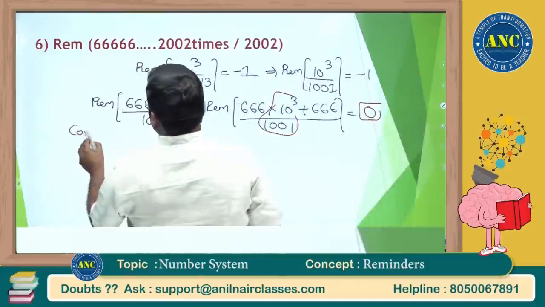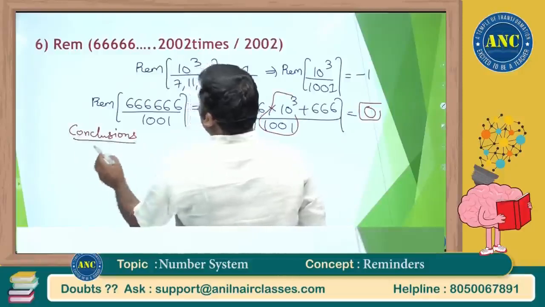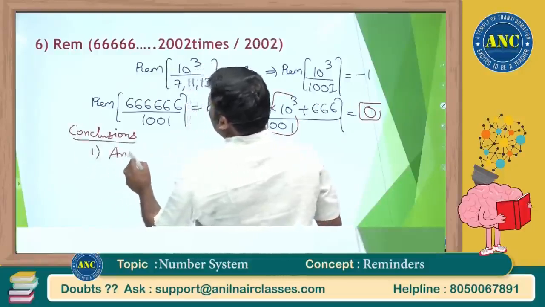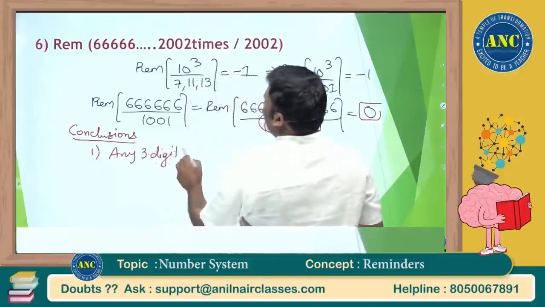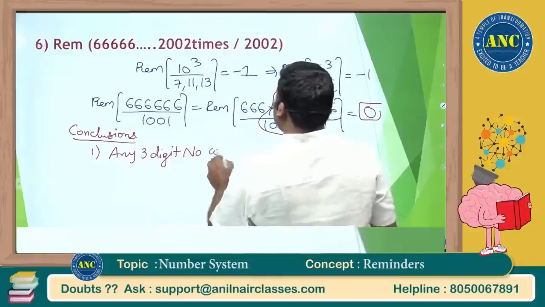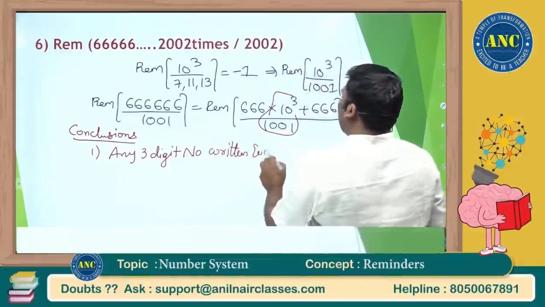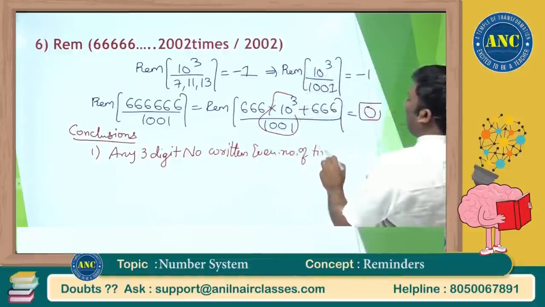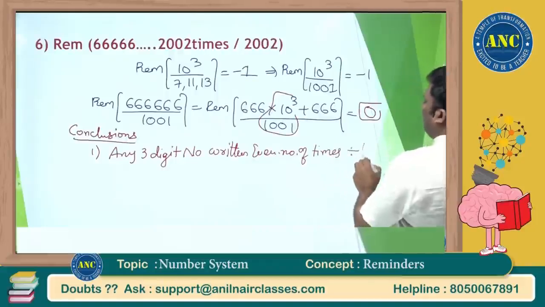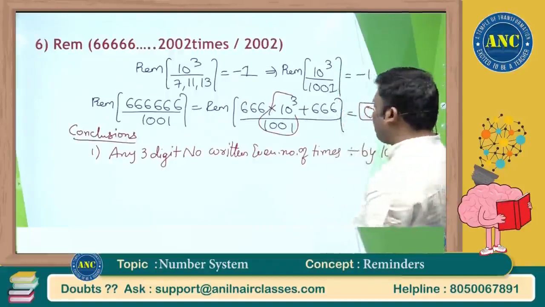Two conclusions. Please write down these two conclusions. Any 3-digit number written an even number of times is always divisible by 1001. Not only by 1001, but also by the factors of 1001.